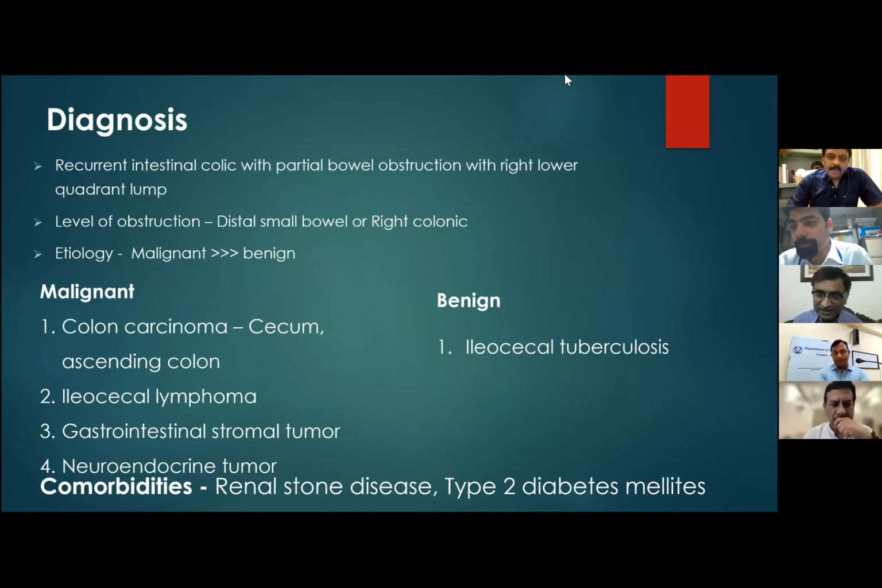Arup, would you like to answer? And also, in the differential of tuberculosis, we are always keeping Crohn's. So obviously that's a good question. You need to take it.